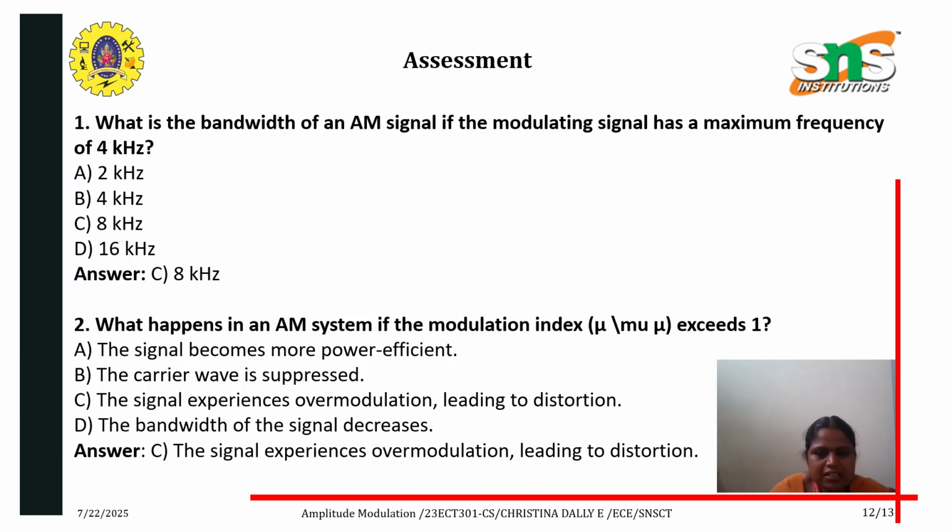So this is the assessment question. We are going to measure the bandwidth of the AM signal. Suppose the mu value exceeds 1, what happens in the AM system? It will lead to distortion.